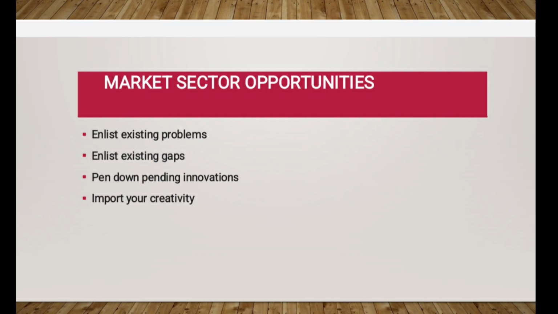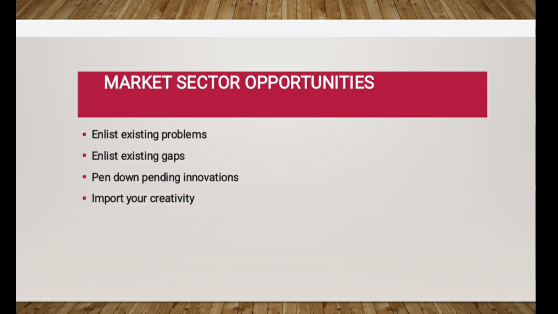As we begin, we will be learning that market opportunities are usually in two things. Number one, existing problems, and number two, existing gaps in the market. And the way to address existing problems and existing gaps in the marketplace is by, number one, noting down pending innovations in the marketplace, and number two, importing our creativity into the marketplace, because when we import our creativity, it addresses the existing market gaps and also existing problems in society.